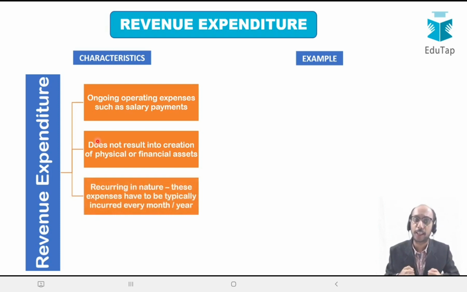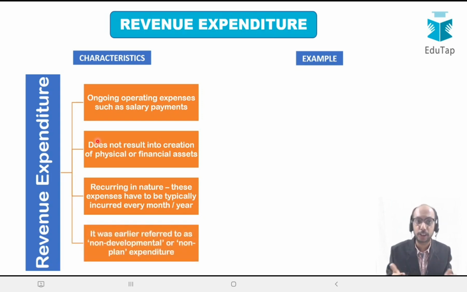It is recurring in nature. That means that this expenditure has to be made again and again, every month, every year. So just like revenue receipts were recurring in nature, revenue expenditure is also recurring in nature. Revenue expenditure was earlier referred to as non-developmental or non-plan expenditure. This is what you need to keep in mind.